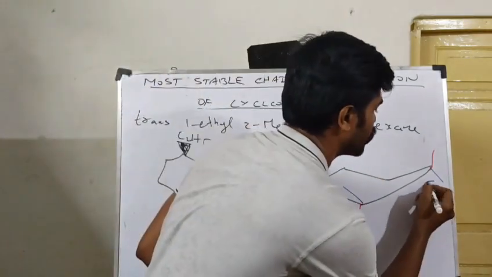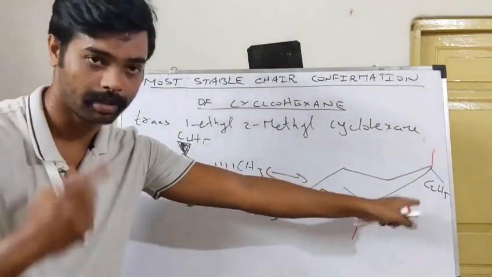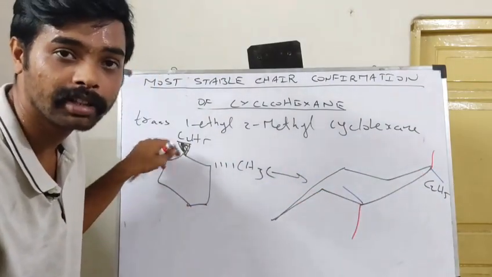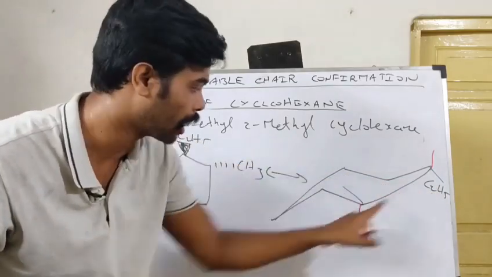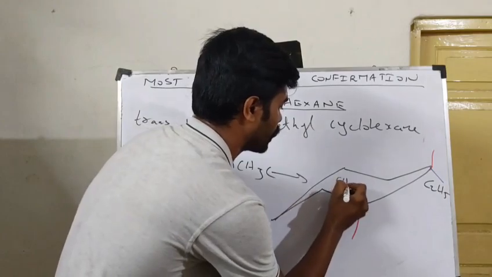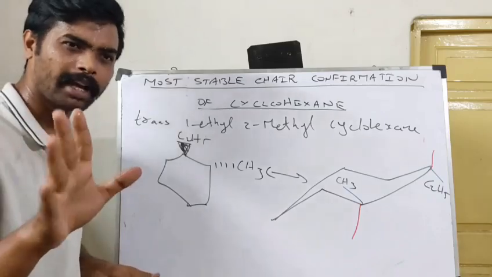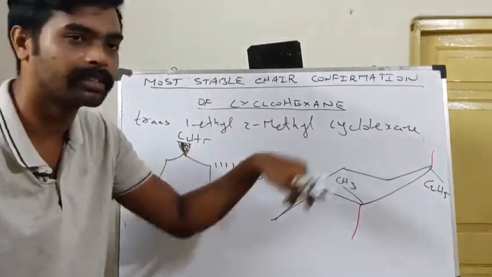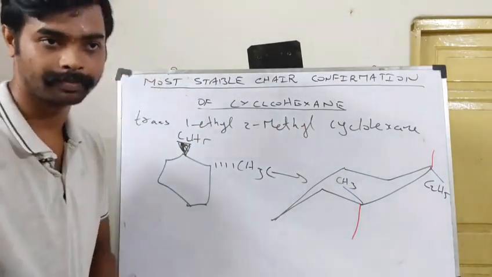I will put C2H5 in the equatorial position, which is pointing down, doesn't matter. Now it is trans, so I have to make sure that the methyl group is pointing up, because in the first position I have put the ethyl group pointing down, and here it is going to be pointing up, which is going to come here, right? Now let me ask you a question. Out of cis 1 ethyl 2 methyl cyclohexane and its trans form, which is going to become more stable?